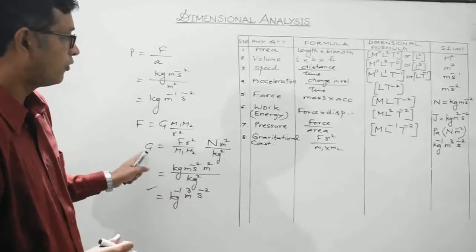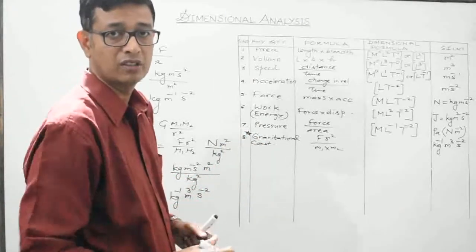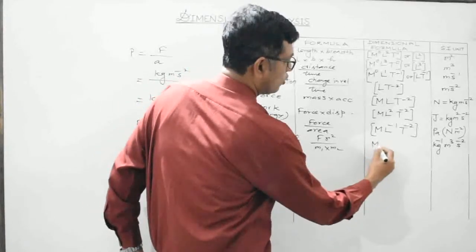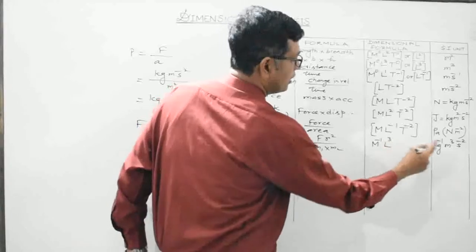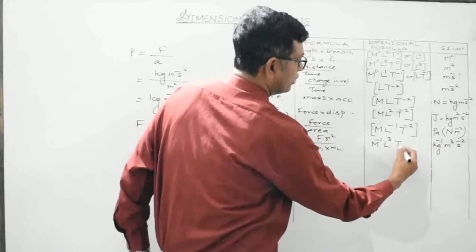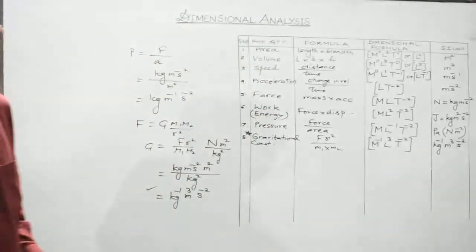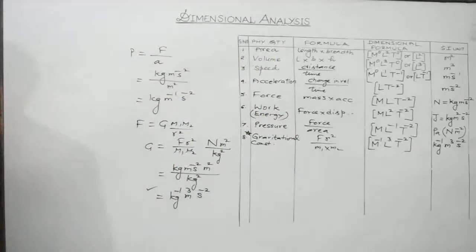So what will be the dimensional formula for capital G? It's very important. It will be frequently used in the coming sessions. So it will be M to the power minus 1, M represents mass, L to the power 3, T represents time, T to the power minus 2. So that's the dimensional formula for gravitational constant.